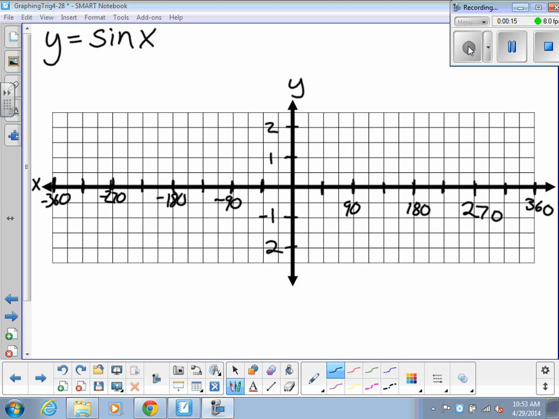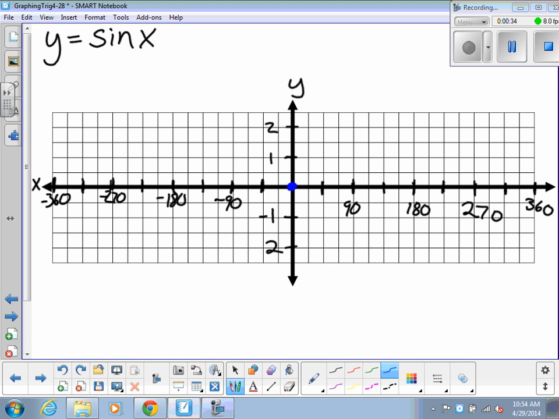So what I'm going to do is think about the critical points on that unit circle. We've got those 30 degrees, 45 degrees, 90 degrees, 180, and so on. I'm going to start by looking at 0 degrees. If we were to plug in 0 for x, we would know that the sine of 0 is in fact 0, so we could plot a point at 0, 0.